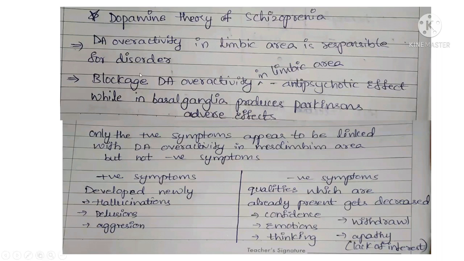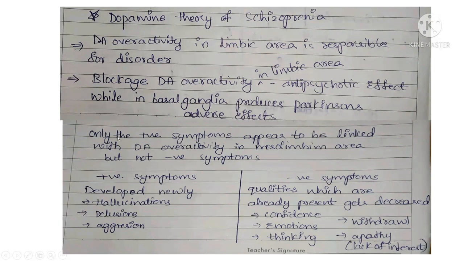Next we come to psychosis, which includes schizophrenia. According to the dopamine theory of schizophrenia, dopamine overactivity in the limbic area is responsible for this disorder. So what we have to do is block it. Blockage of dopamine overactivity in the limbic area results in the antipsychotic effect, while in the basal ganglia it produces Parkinson's adverse effects. Because in Parkinson's there is already a decrease in dopamine level, and if there is a further decrease, it leads to effects like tremors and other problems.